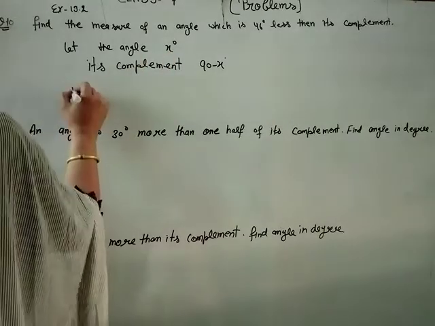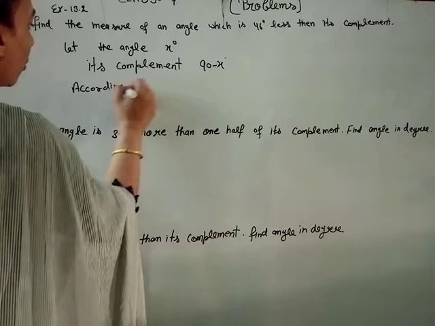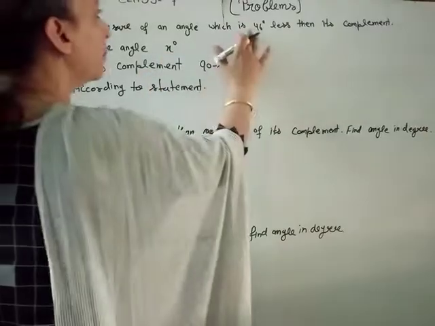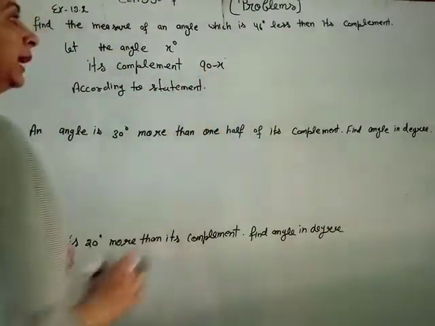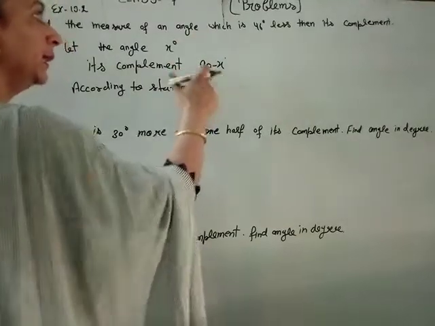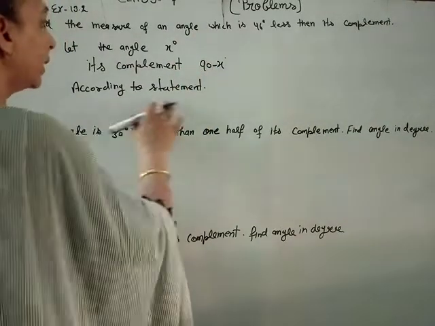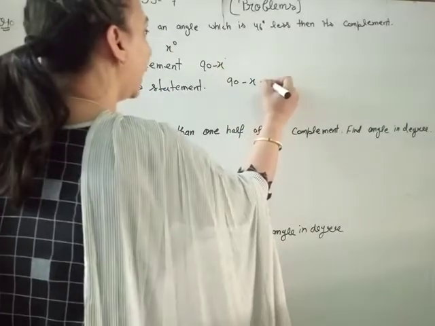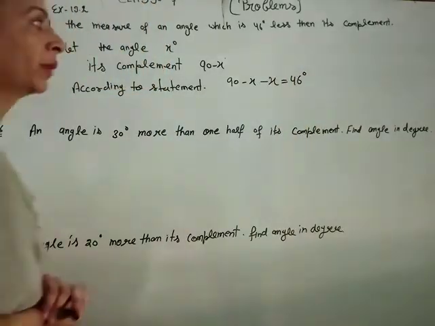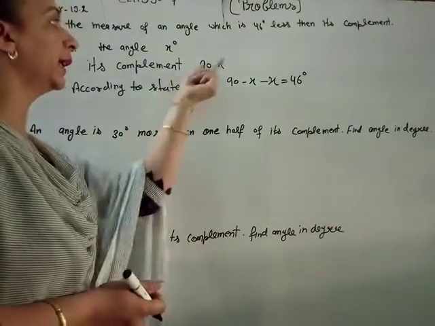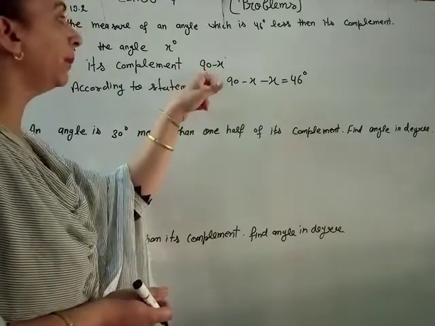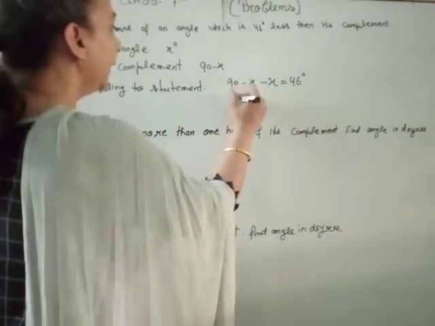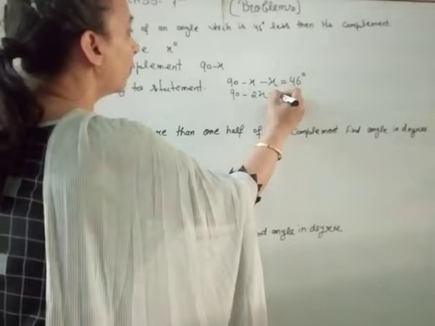Then according to the statement, this angle is 46 degrees less than its complement. If we subtract this angle from its complement, then it equals 46 degrees. So 90 minus x minus x equals 46 degrees, because this angle is 46 degrees less than its complement. Then 90 minus 2x equals 46 degrees.